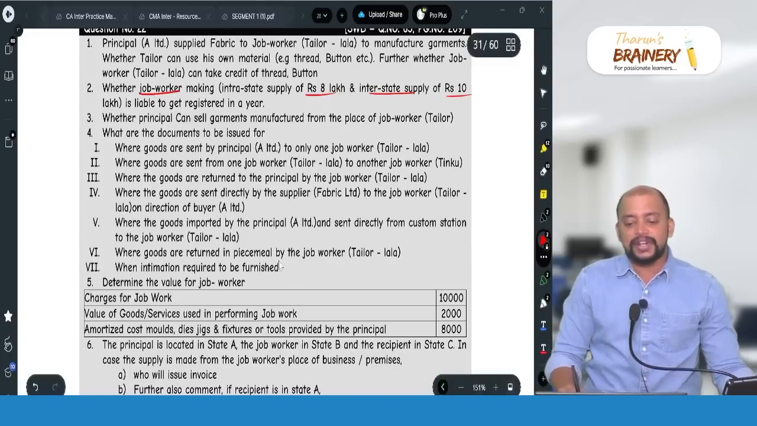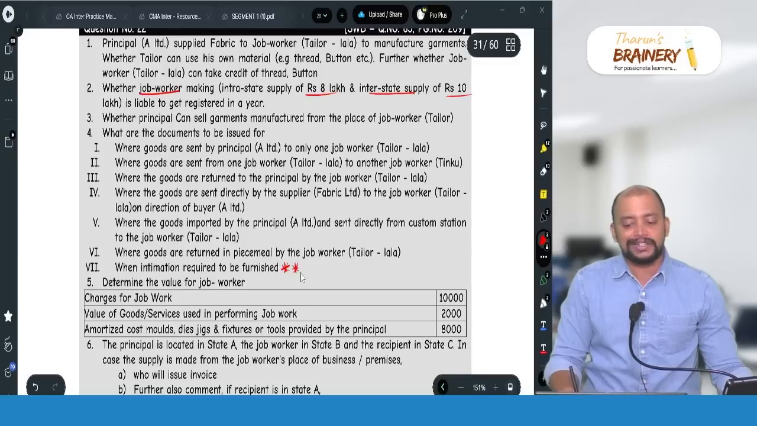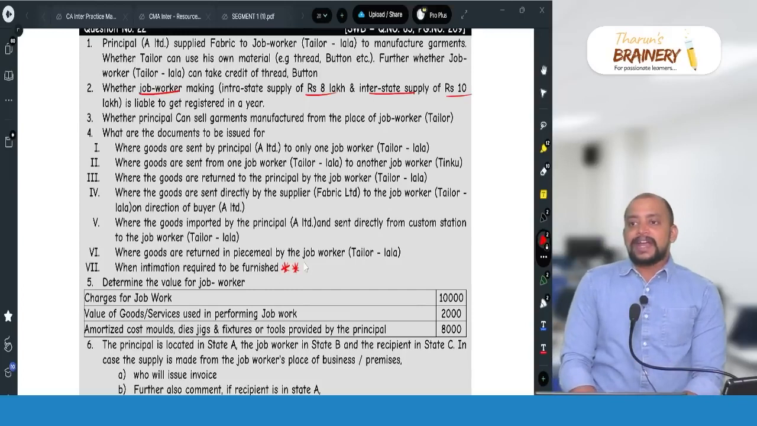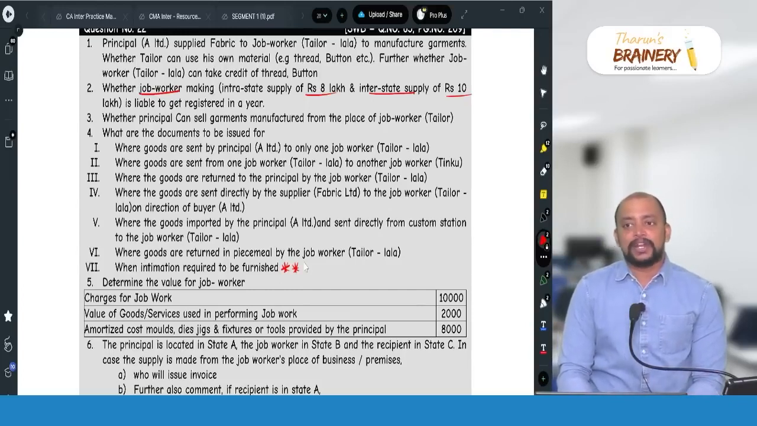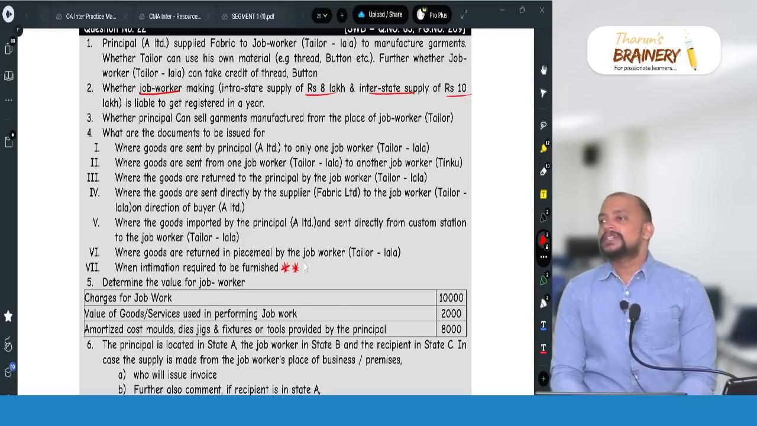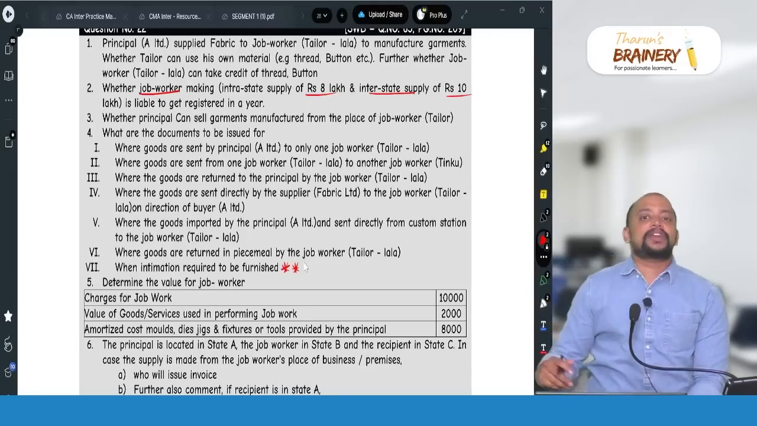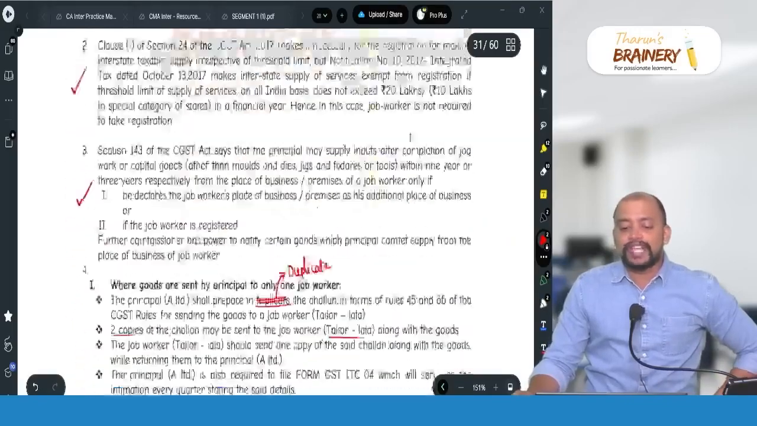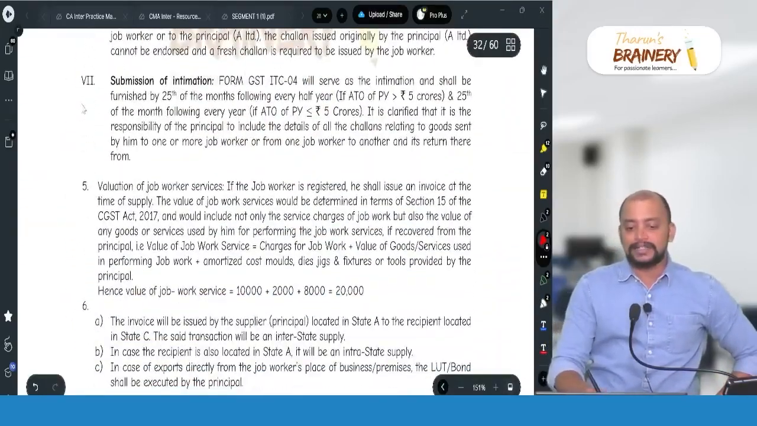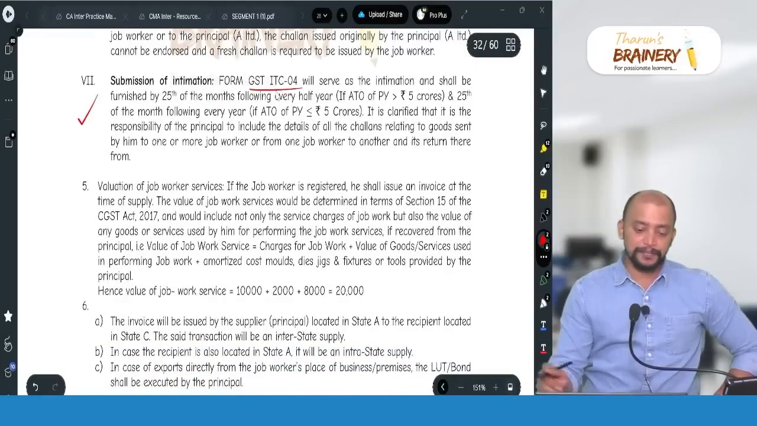When intimation is required to be furnished, that is an important amendment. So what is the time limit for filing ITC-4? ITC-4 needs to be filed on a half yearly basis if their aggregate turnover during the previous year exceeds 5 crores, by 25th of the month following every half year. If their aggregate turnover does not exceed 5 crores, then ITC-4 is an annual statement by 25th of the month following every year. That is the submission of intimation in ITC-4. This point also we discussed.